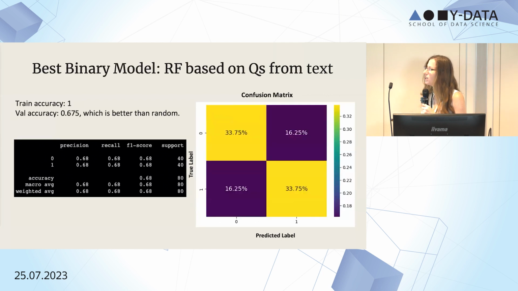affect our result. So here we have a closer look at our best performing binary model that was based on questions from the text, also using Random Forest. And just a reminder, it was trained on the extreme labels of 1 and 4 and tested on all the data. This model's validation accuracy reached 67.5 compared to the 50% of random accuracy. And again, you can see the classification report and the confusion matrix, and that this model actually performed the same for both classes.